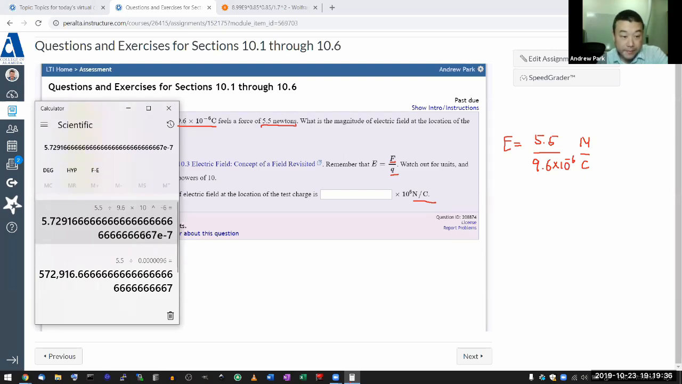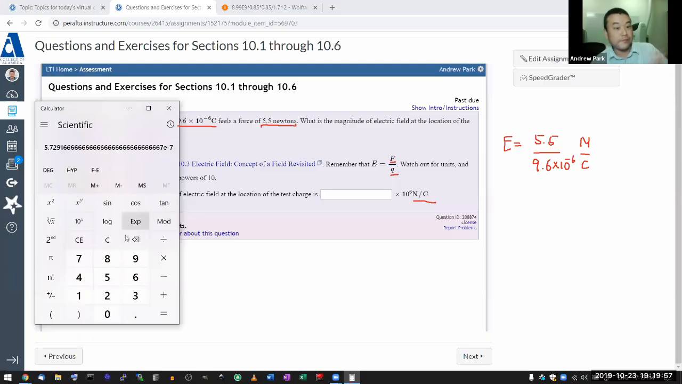Now, when you look at this answer with the previous one, you can see that the answers are different. It's because this is not the same thing as what's written here. It is literally 5.5 divided by 9.6, and this times 10 to minus 6, it went into the numerator. So that's a mistake. I shouldn't have done that.